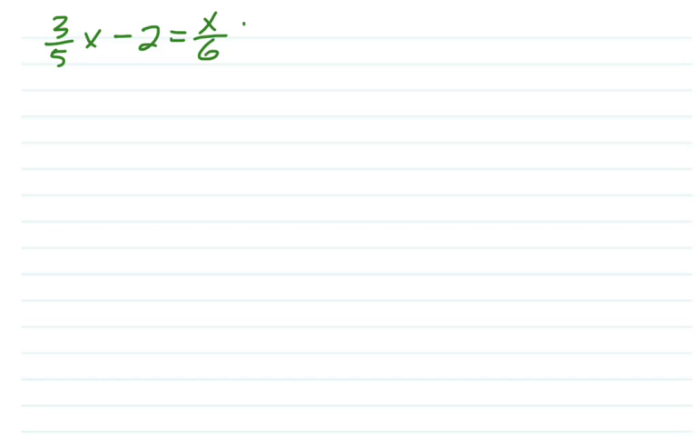So let's do one more involved problem. This one we're going to have 3 fractions. So we've got 3/5 x minus 2 equals x over 6. Remember, there's an invisible 1 in front of that. It's really the same thing as 1/6 x plus 7/10. So what's our LCD going to be? What's the smallest thing 6 and 5 and 10 go into?